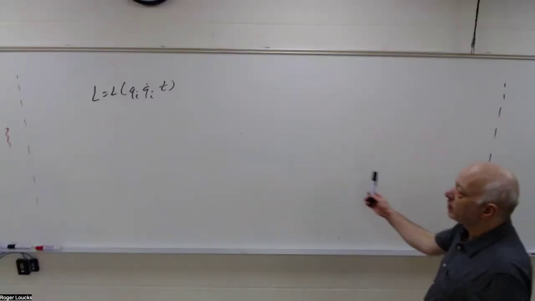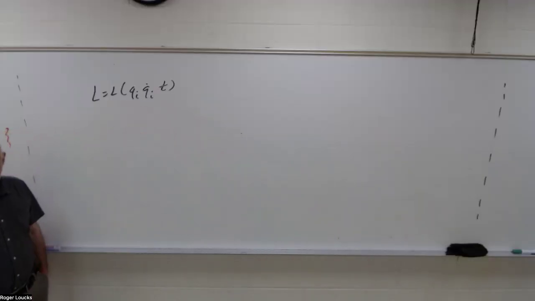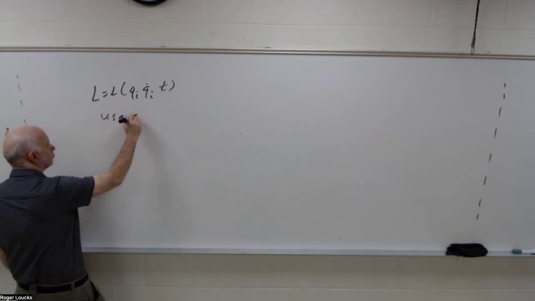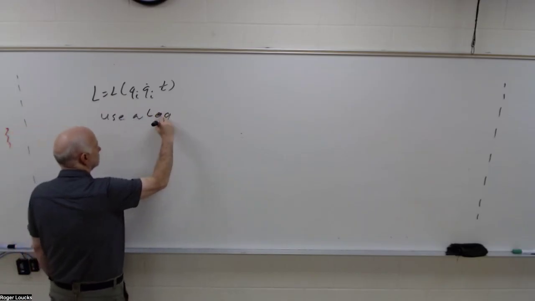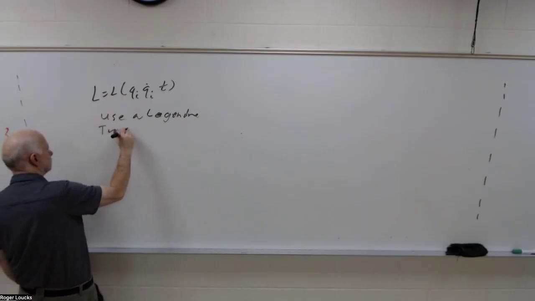Okay, so we have our Lagrangian as a function of all our q_i, q_i dot, and time. And how do we go about forming our Hamiltonian? Using the Legendre transformation? Yes, so we're going to use a Legendre transformation.